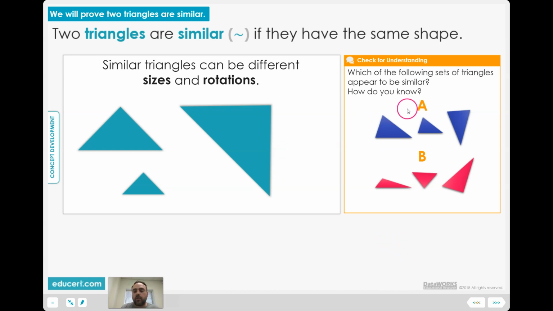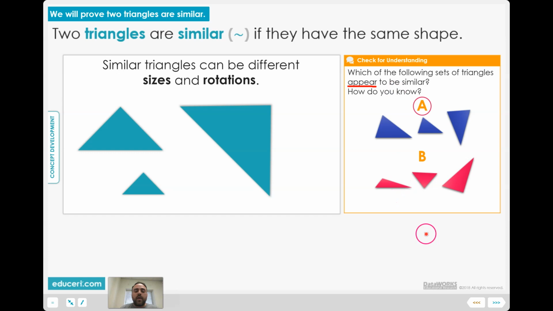All right, let's check your answer. The triangles in set A appear to be similar, and we know that because the first triangle is only a different size than the second one, and the first triangle is only a rotation of the first one. B, these two first triangles look completely different, not because of size or rotation, but because one is heavily stretched. We use this word appear to be similar because it's just an approximation. It's really hard to tell for sure.